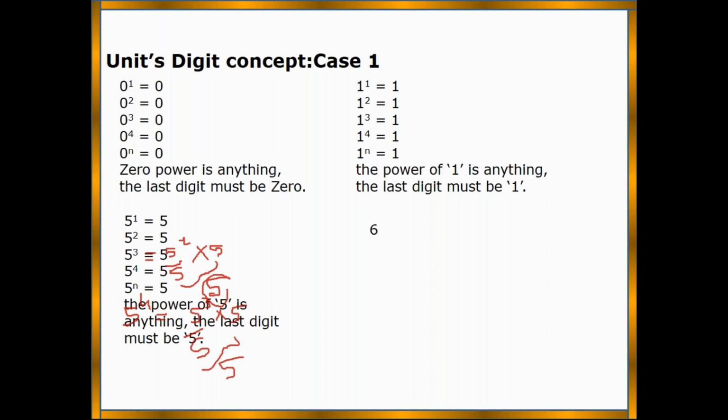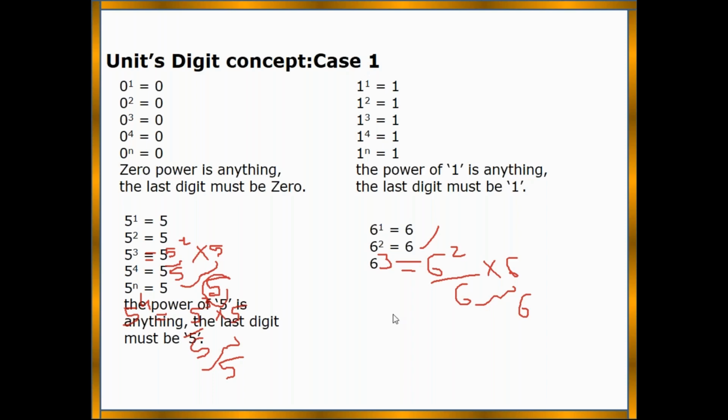Next one. 6 power 1 is 6. 6 square is 36. If you have to take 6 cube, it can be written as 6 square into 6. 6 square ends with what? 6. 6 into 6 means 36. So the value of 6 power 3 is not 36, but it ends with 6. We already know the direct value of 6 power 3 is 216, so you can go with 6 only.